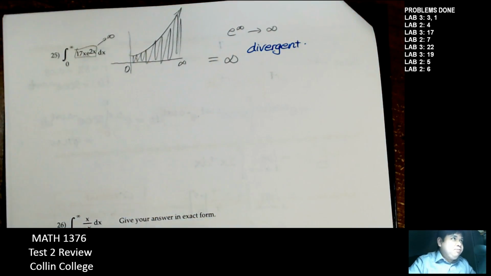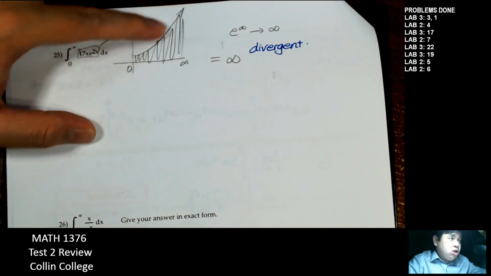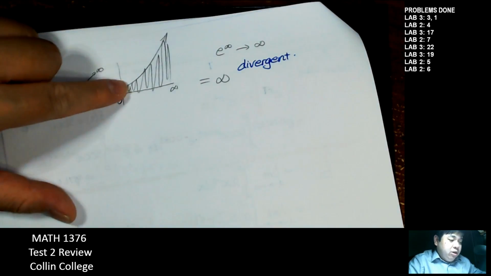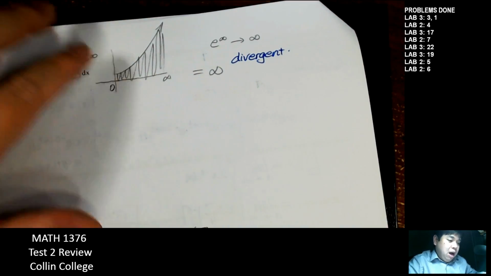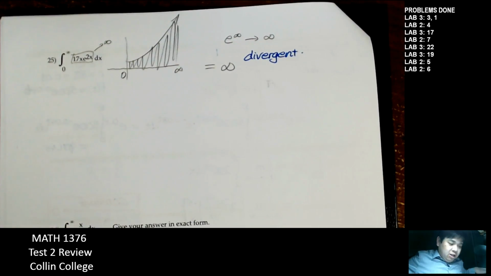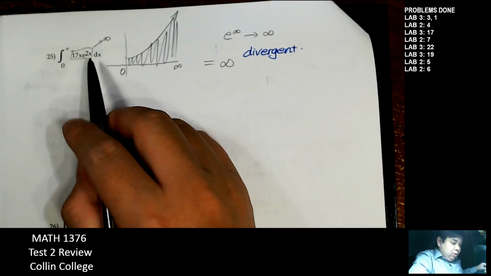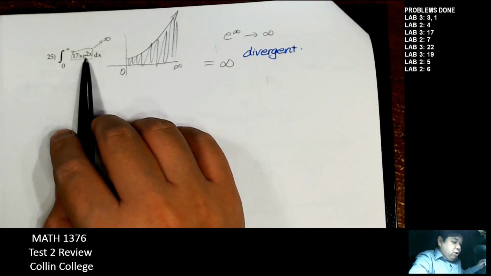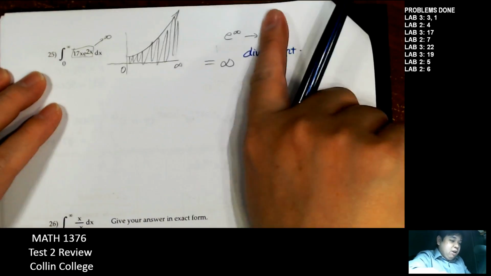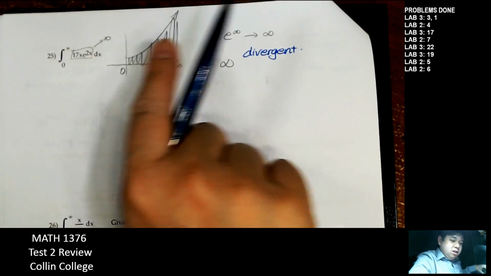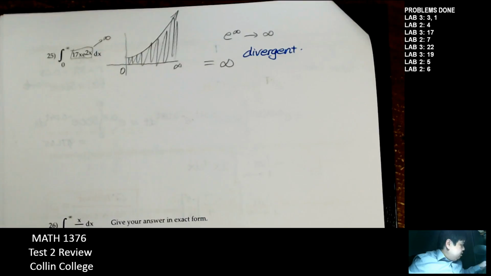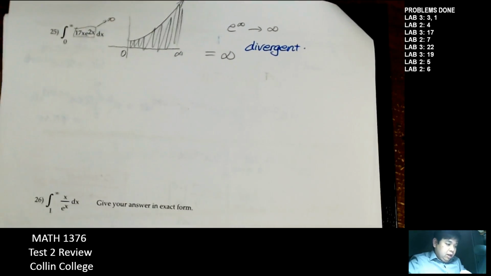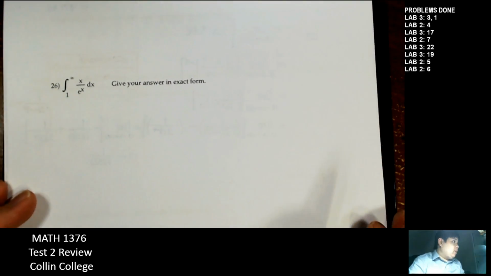Because the function goes to infinity, the area because of that will be unbounded. So divergent. Don't have to do much. Pretty much if this function does not go to 0 and we have an indefinite limit like this, it should be divergent. Right. 26.